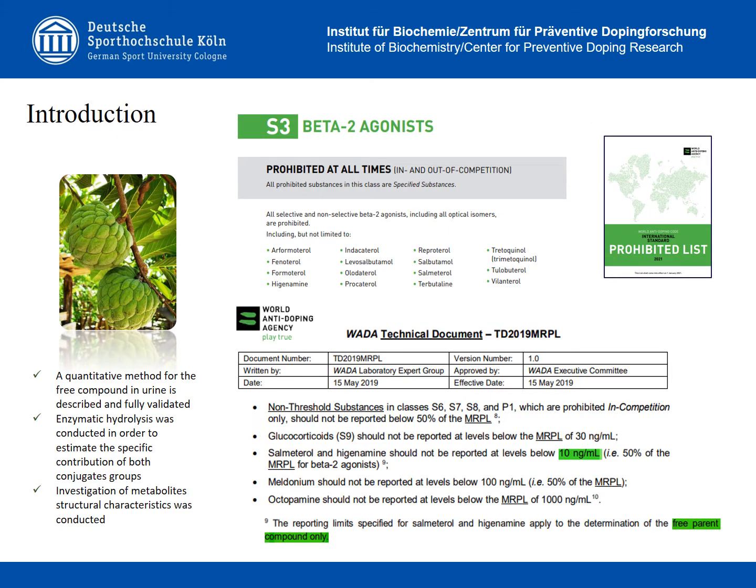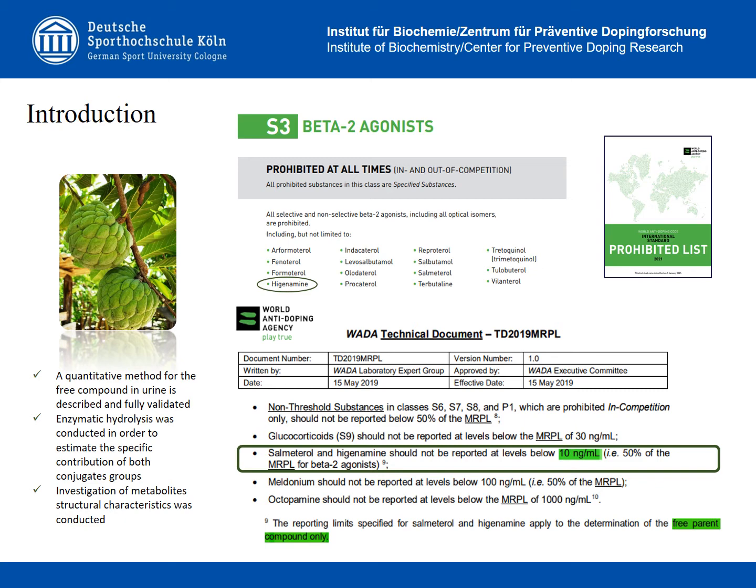Higenamine is a non-selective beta-2 agonist naturally occurring in different plants such as Nandina domestica or Annona squamosa, for example. In agreement with regulations existing for other beta-2 agonists, the use of Higenamine in sports is prohibited at all times. According to WADA guidelines, a reporting level of 10 nanogram per milliliter applies for the detection of salmeterol and Higenamine, which means 50% of the minimum required performance level for the beta-2 agonists. But in our case, the reporting limit refers only to the determination of the free compound.